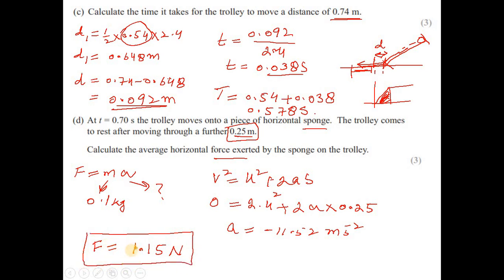You can give the answer with a negative sign if you wish, because if you use minus 11.5, the force will be negative, and it will be accepted because this is an opposing force. So minus 1.15, or in terms of magnitude, it is just 1.15 Newton is your answer for the average force.